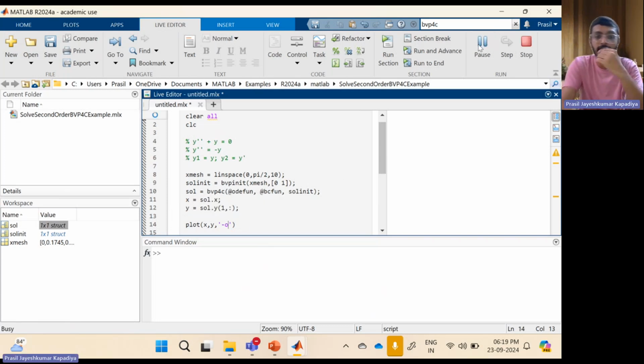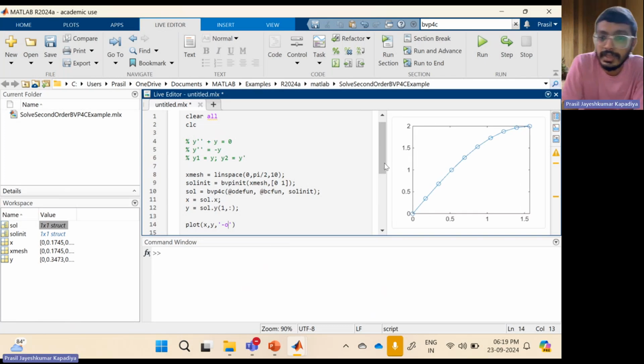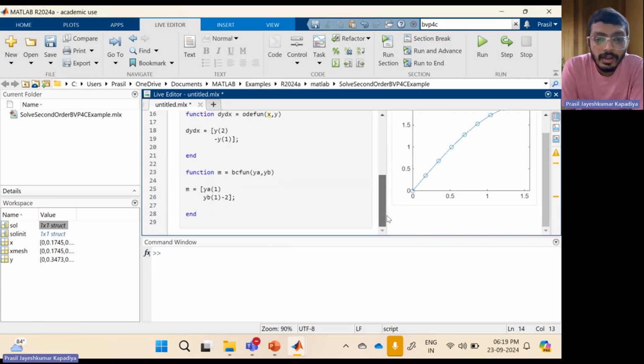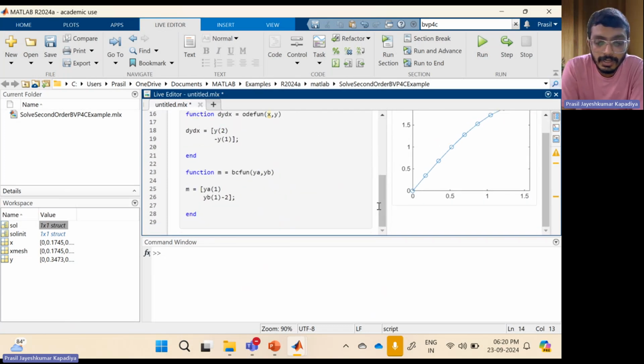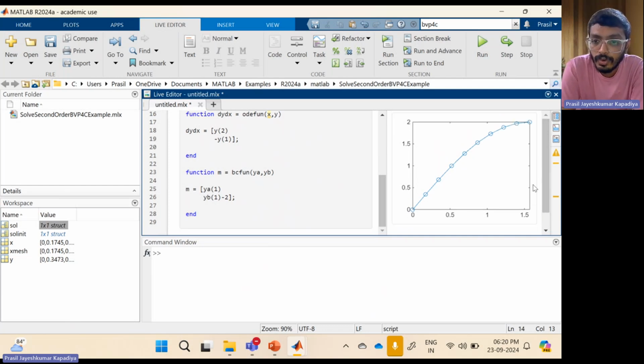Okay. And let me run it. So see, if we verify our problem, what is told? When x is equal to 0, what was our boundary condition? x is equal to 0, y is equal to 0. And when x is equal to pi by 2, that is at 1.57, my y is equal to 2. So see, our solution is matching.